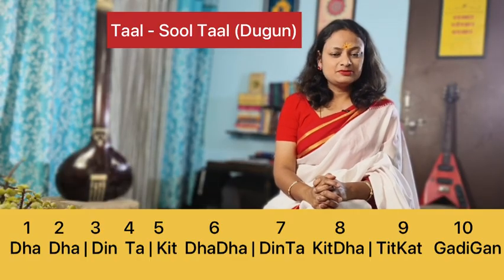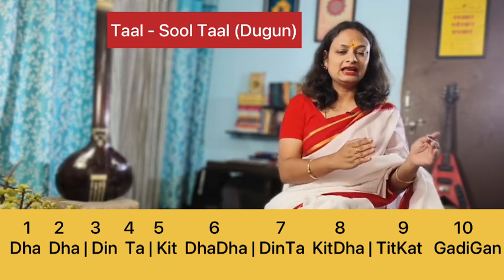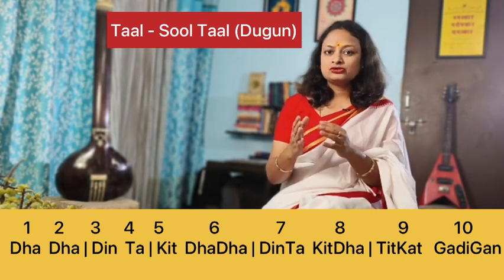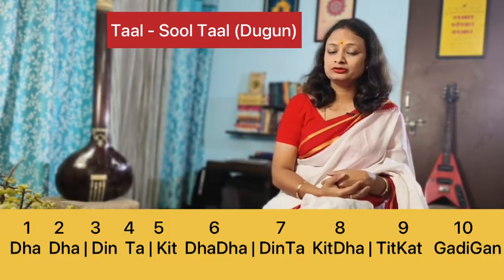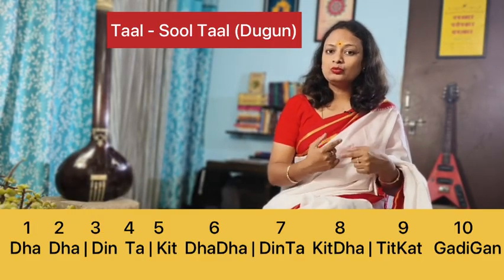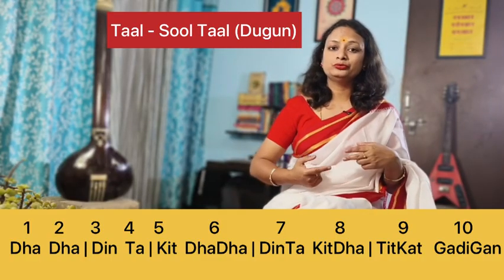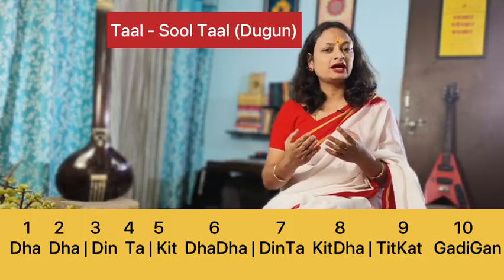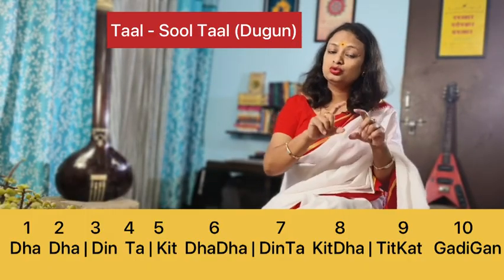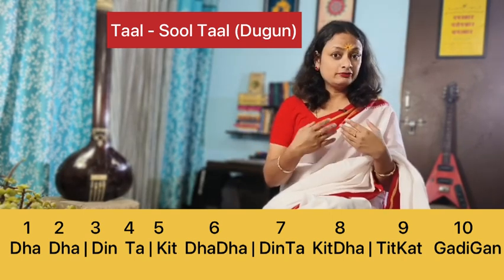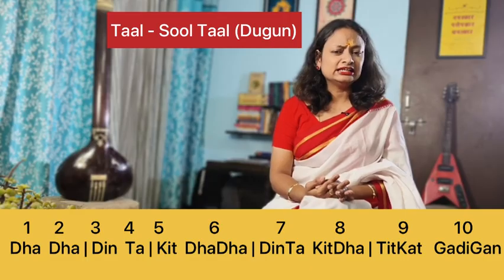But sometimes it becomes difficult to take a switch over from tha lay to the dugun lay. So the best way to learn how to make this switch over happen, we should start counting in dugun tal or in double speed. This will help you start the dugun of that particular tal in the proper way. So I will show you that technique, and with the help of this technique your dugun will become a little easier.